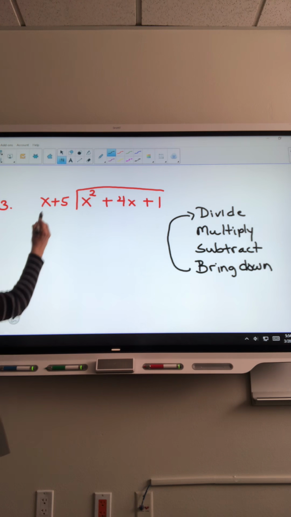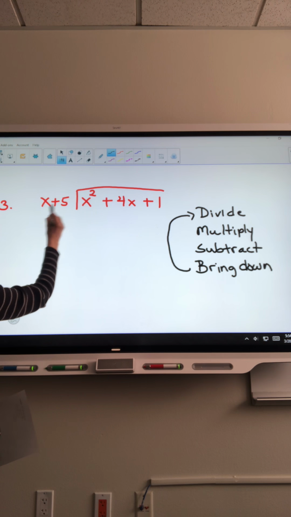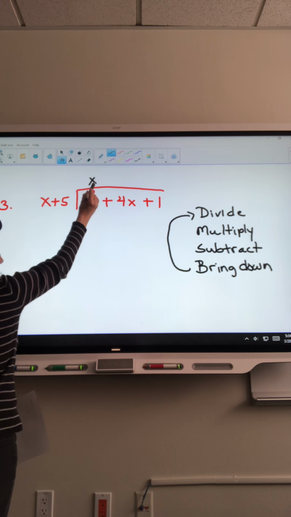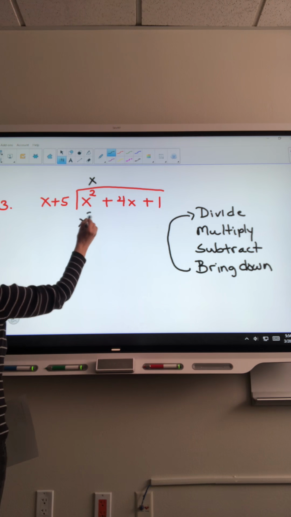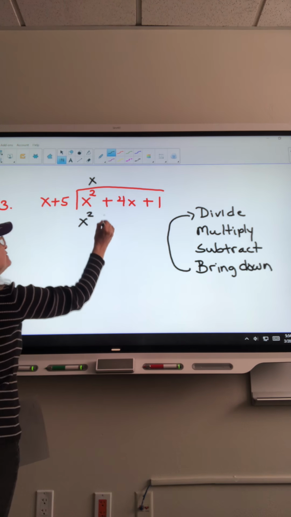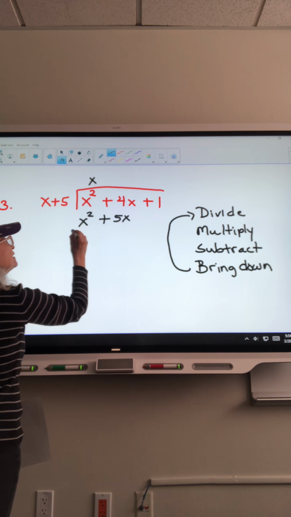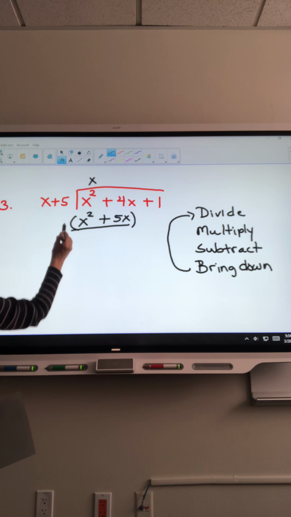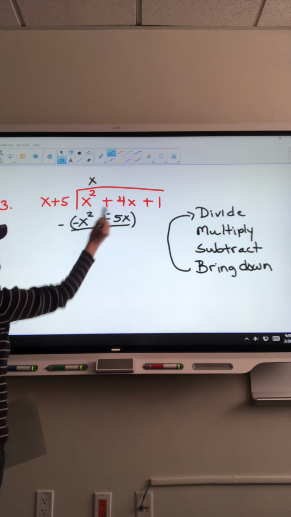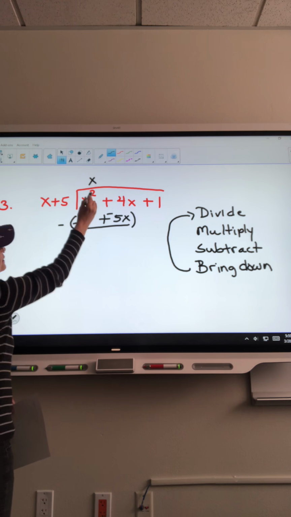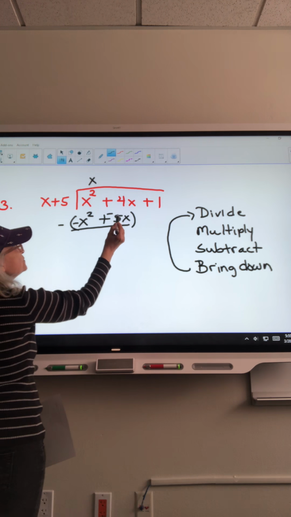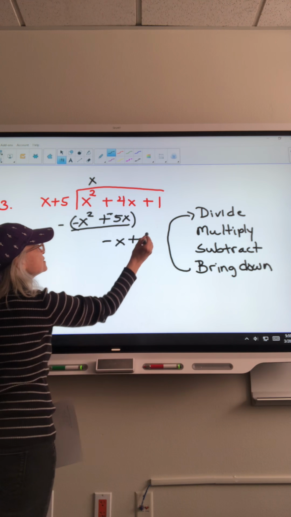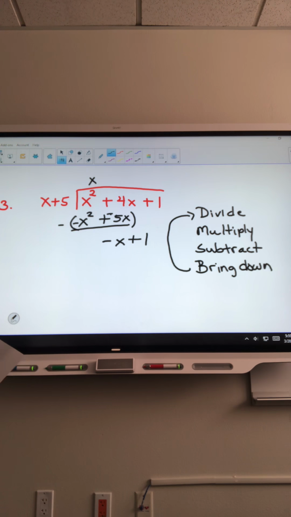Okay, so what would I need to multiply the x by to get x squared? Just an x. So x times x is x squared. x times 5 is 5x. And then now we're going to subtract. So we distribute that. Our signs change. This cancels out. So now we have 4x minus 5x, which is a negative x. So we have a negative x plus 1.